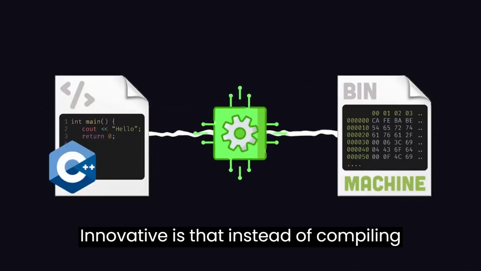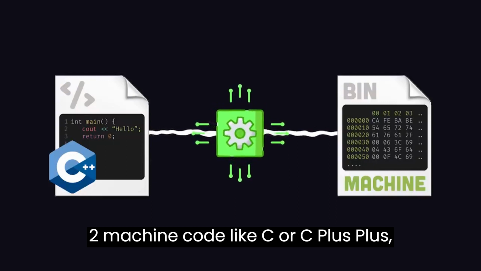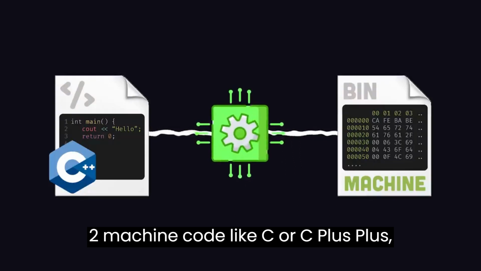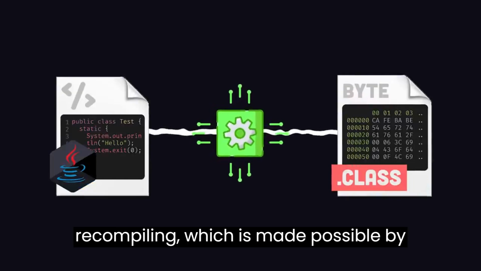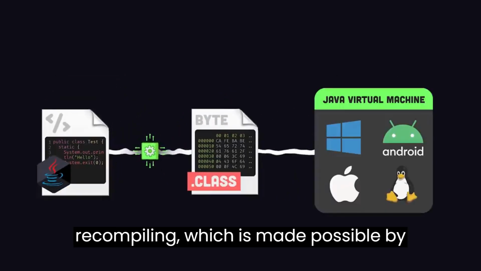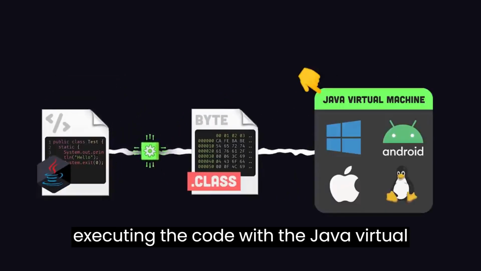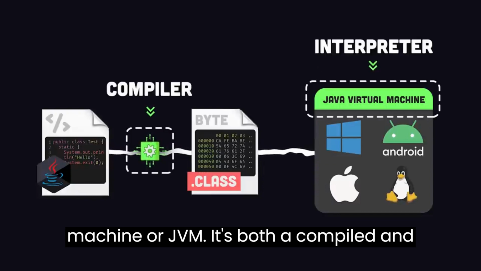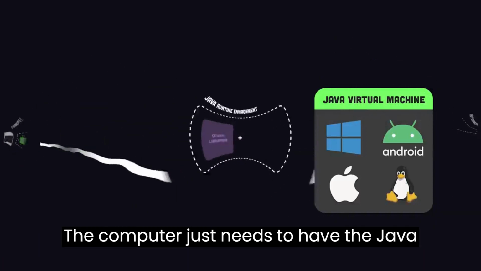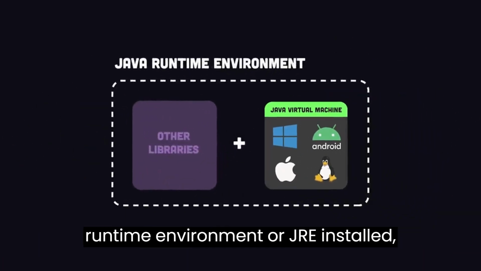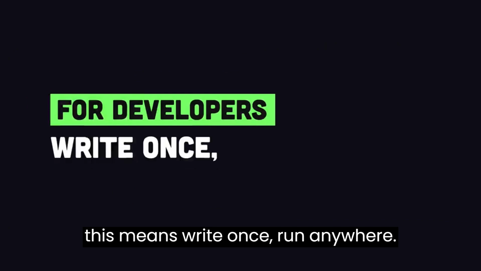What made Java innovative is that instead of compiling to machine code, like C or C++, it compiles to bytecode that can run on any operating system without recompiling, which is made possible by executing the code with the Java Virtual Machine or JVM. It's both a compiled and interpreted language at the same time. The computer just needs to have the Java Runtime Environment or JRE installed, and most of them do. For developers, this means write once, run anywhere.